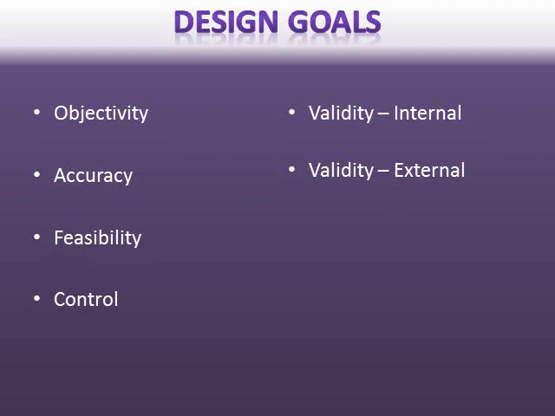Now, if you're a researcher trying to design a study that really produces rigorous information that could be useful in actual healthcare practice, there are a number of different factors that you would need to think about in your study design. So that would be objectivity, accuracy, feasibility, control, validity, both internal and external. So we're going to talk about those different elements in designing a study as we go through the next few slides.